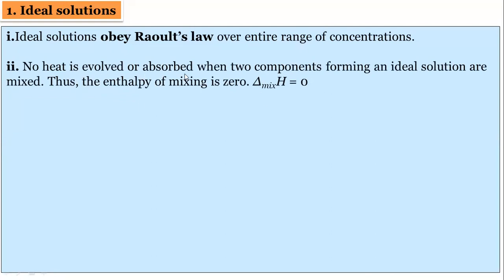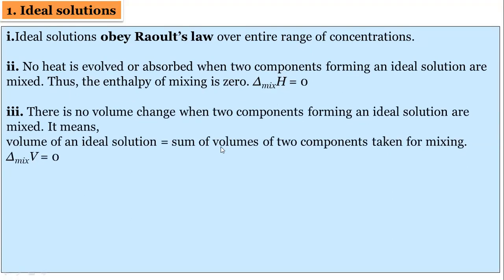No heat is evolved or absorbed when the two components forming the ideal solution are mixed together. The enthalpy of mixing is 0. This is delta H mixing. Delta H mixing is equal to 0. This indicates that no heat is evolved or absorbed when these two components are mixed together. So these are some statements by which we can identify which is an ideal solution and which is a non-ideal solution. When delta H of mixing is 0, it is an ideal solution. When the solution obeys Raoult's law, it is an ideal solution.